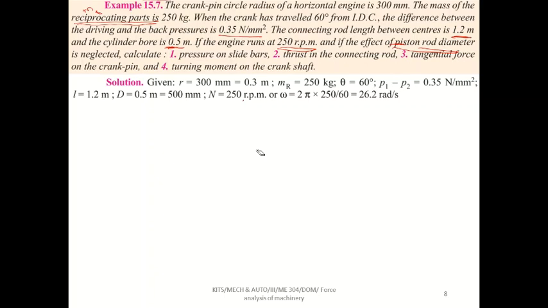If the speed is 250 rpm, then omega will be 2 pi N by 60, that is 2 into pi into 250 divided by 60. The value is 26.2 radian per second. Now, what we have to find? We have to find out the pressure on the slide bars, then the thrust in the connecting rod, then the tangential force on the crank pin, and the turning moment.